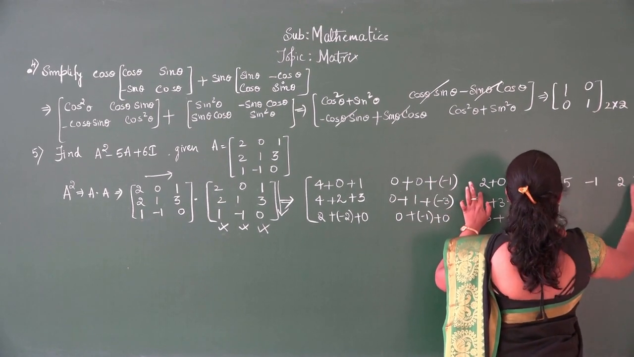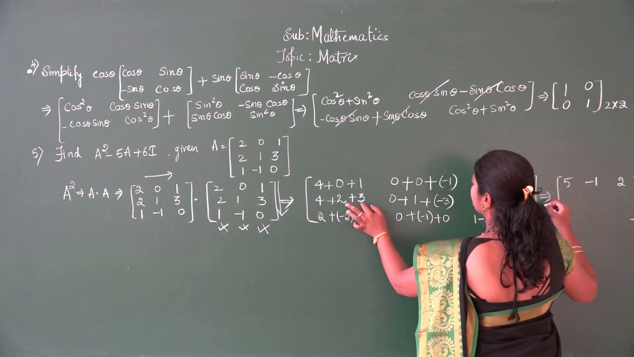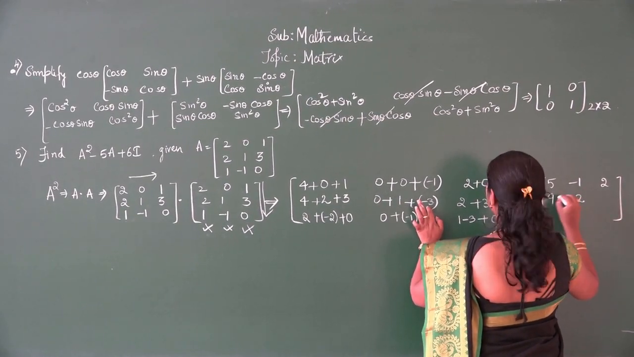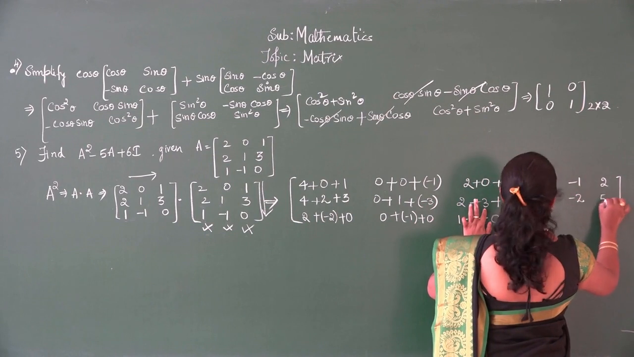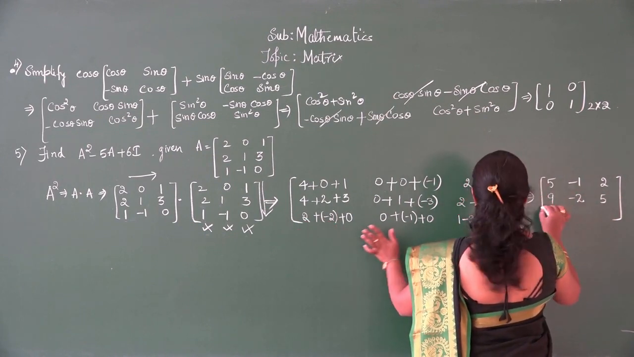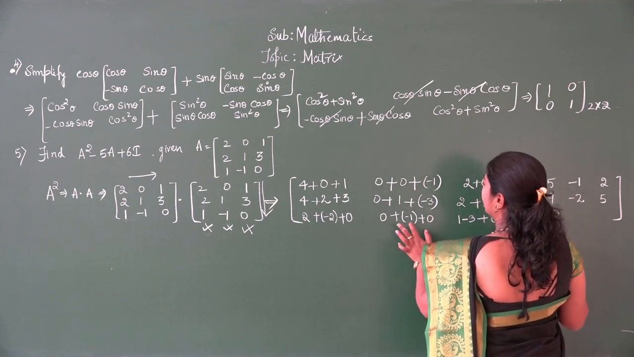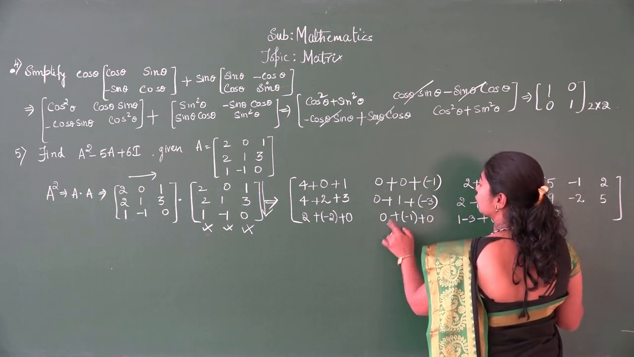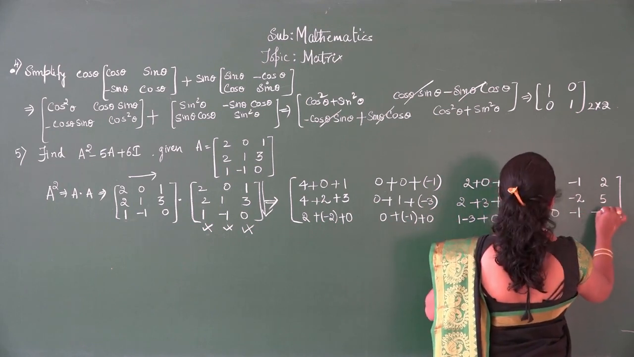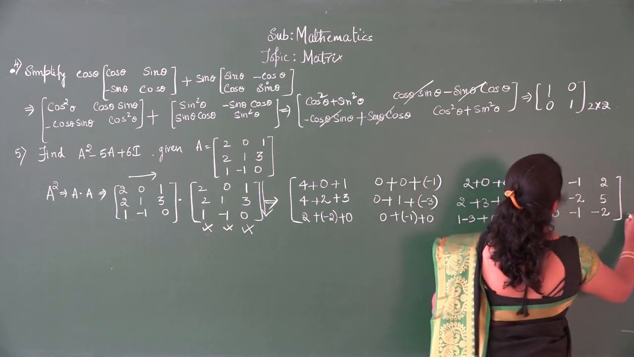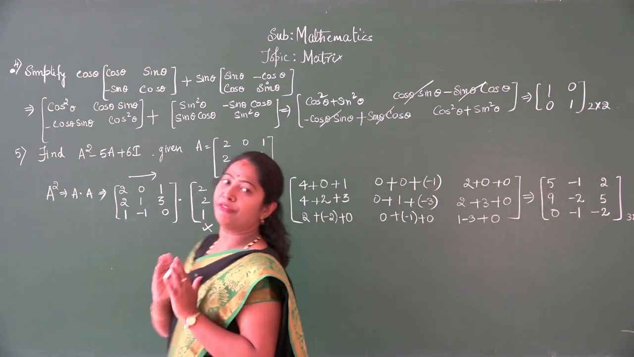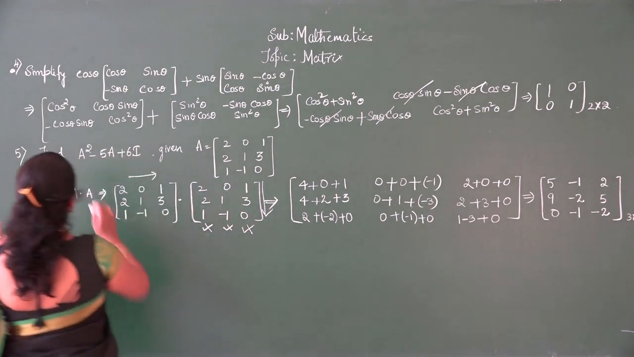Summing up: 4 plus 1 is 5. This is 0 minus 1, minus 1. This is again 2: 4 plus 2 is 6, 6 plus 3 is 9. 1 minus 3 is minus 2. 2 plus 3 is 5. 2 minus 2 is 0. 0 plus 0 is 0 itself. 0 minus 1 is minus 1. 1 minus 3 is minus 2, which is of order 3 cross 3. This is the resultant answer of the matrix A square. We finished with A square.